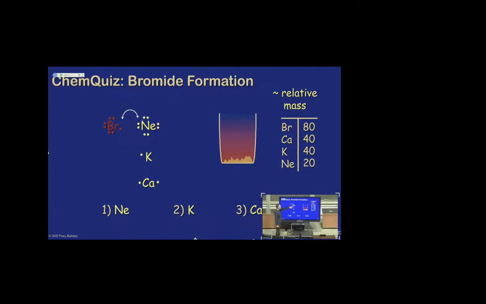Well, maybe, but neon already has a closed octet. Neon is happy the way it is in terms of dot structures. That is a stable closed shell. And as you know, we looked at neon and said it has a high ionization energy and a low electron affinity. It doesn't want to take one or leave one. It's hard to take one, and you don't get much energy back if you add one. So that's just not a likely thing to happen.